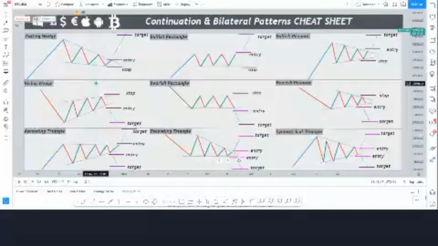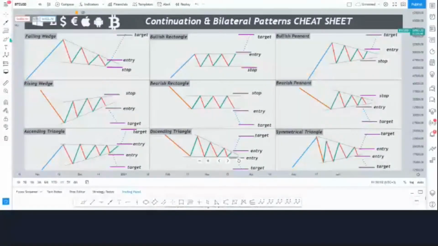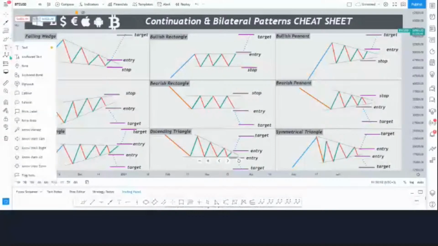So guys, we're just gonna look at this chart we posted early today. What you can see here is a combination of continuation of bilateral patterns. The patterns are either continuation or a reversal, or they can work as either. Let's say head and shoulder, for example. They can be a continuation or can be a reversal.